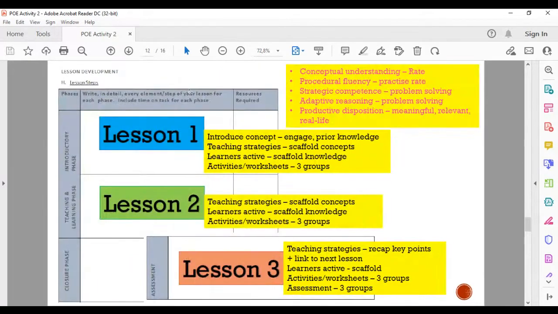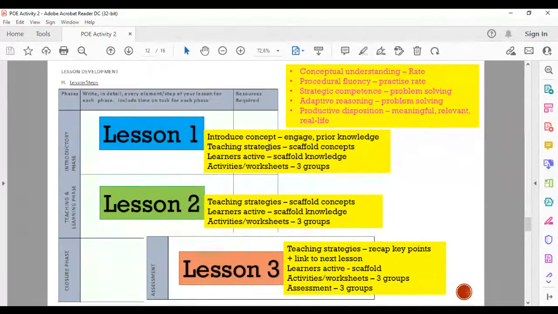Then when we move on to the lesson development, the lesson steps in section H, in the introductory phase, this is your whole lesson 1. So this is going to be a long section. This row and column is going to be a lot longer and wider for this lesson, because in here you need to introduce your concept. You need to explain how you are going to engage with your learners, how they are going to engage with the content, how you are going to establish their prior knowledge, etc.